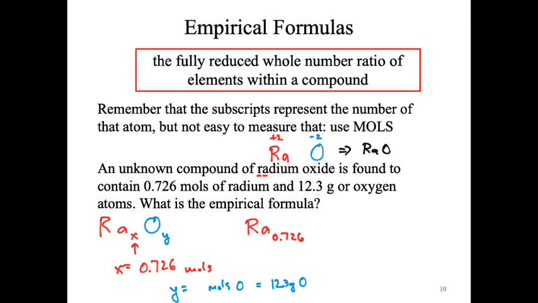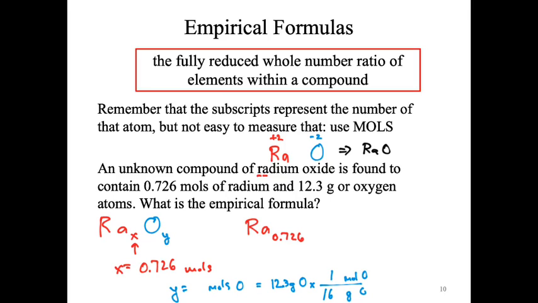Is grams of oxygen the same thing as moles of oxygen? What do I need to do? Figure out how many grams are in 1 mole. I need to convert grams to moles for oxygen. Where would I find the information that relates mass and moles? The periodic table. And the periodic table tells me 1 mole is 16 grams.